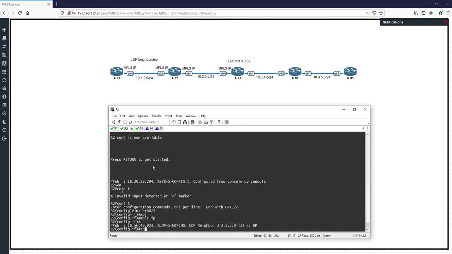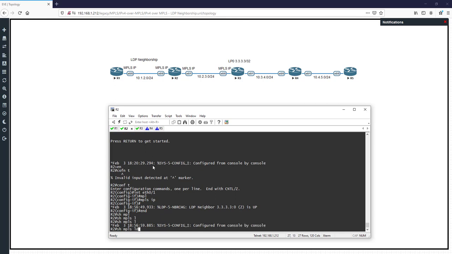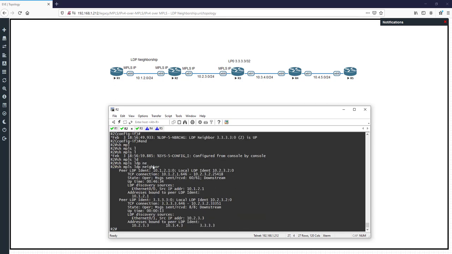In R2, I want to check show mpls ldp neighbor. Okay, you can see that R2 has two neighborships. First, with R1, 10.1.2.1, it's the router ID of R1, and 3.3.3.3, this is the router ID of R3. Why does R3 choose 3.3.3.3 as its router ID? Because a loopback interface is preferred to a physical interface. This is the first example.